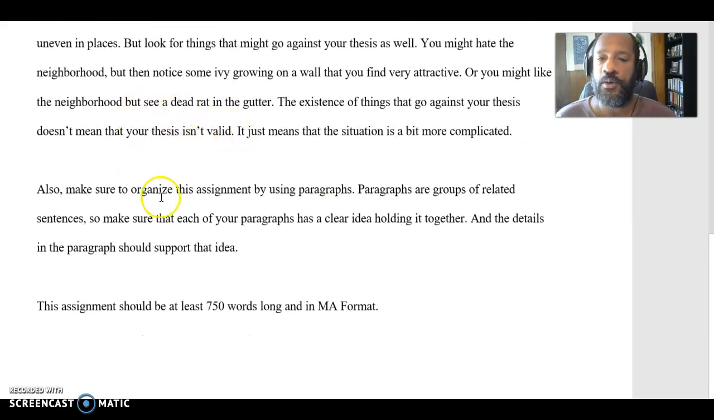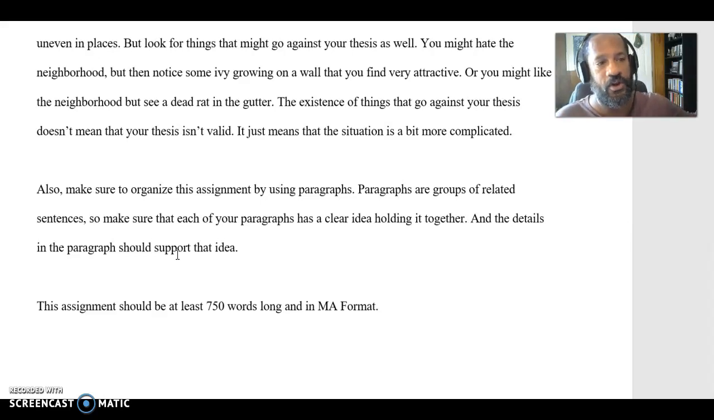Okay, so make sure to organize this assignment by using paragraphs. We talked about that with our topic sentences, right? Paragraphs are groups of related sentences, so make sure that each of your paragraphs has a clear idea holding it together. That idea is called the topic sentence, and the details in the paragraph should support that idea. So make sure that certain kinds of details go into certain paragraphs, as mentioned before when we were talking about topic sentences.